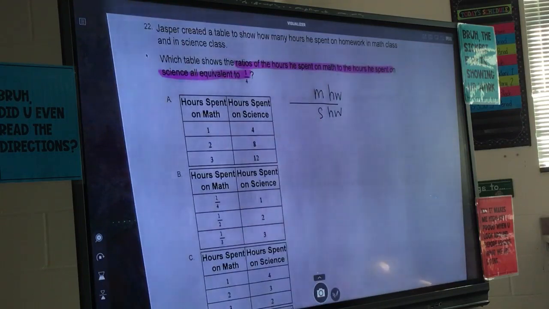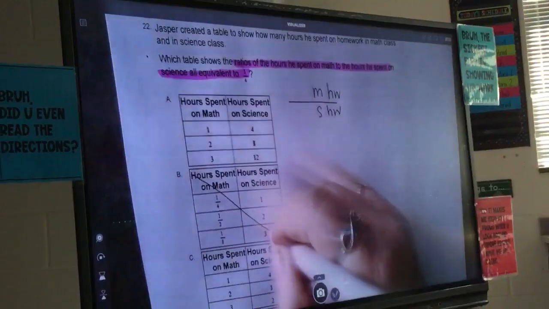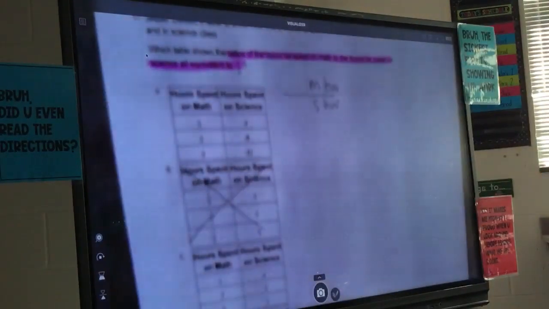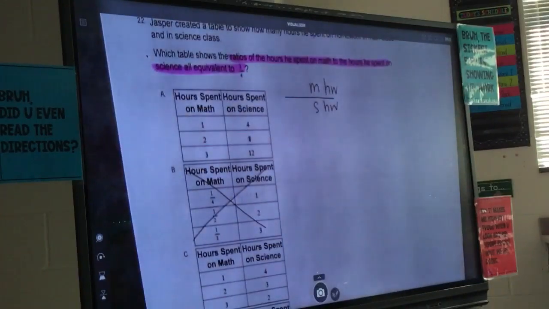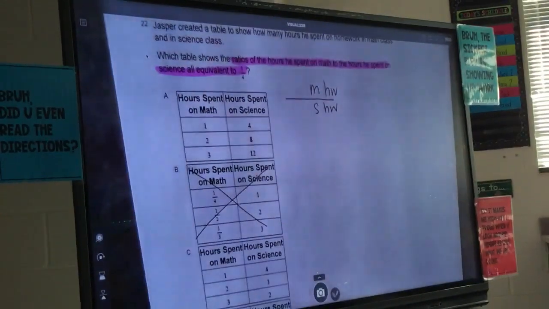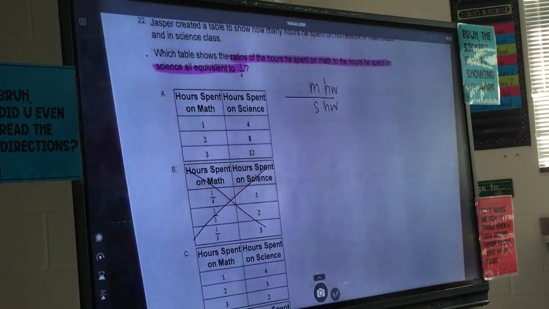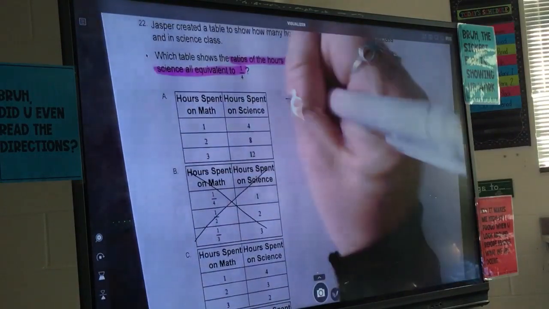Alright, let's quickly go over this. Now, I have a question for you guys. The 1 to 4, is that 1 to 4 or is that 1 4? 1 to 4. It's 1 to 4. So, if it is 1 to 4, we know that that eliminates B right away. Also, does the 1 go with math or does the 1 go with science? That's the other question. How do you guys know? Raise your hand. How do you know that the 1 goes with math and the 4 goes with science?